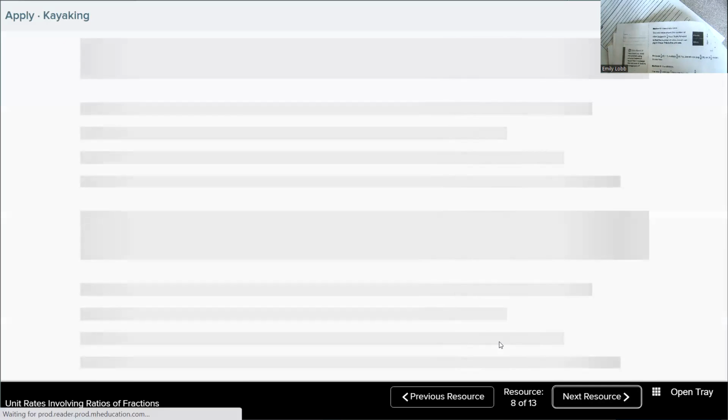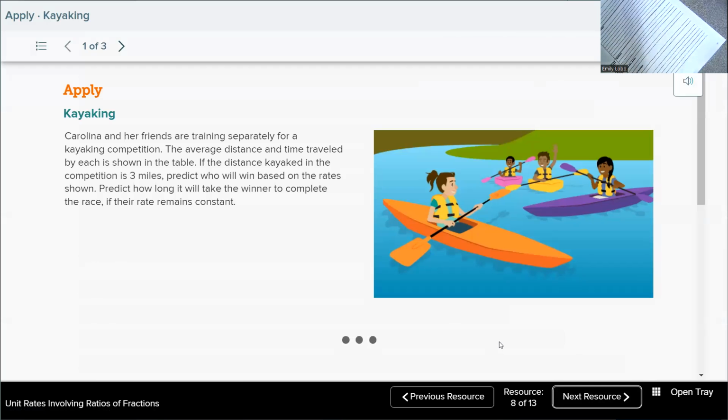Fantastic. So we are on page 9. You guys are doing wonderfully well following along. Hopefully you are on page 9 on the top. This is very fancy. Do you see these friends kayaking here? Carolina and her friends are training separately for a kayaking competition. The average distance and time traveled by each is shown in the table. If the distance kayaked in the competition is 3 miles, predict who will win based on the rates shown.